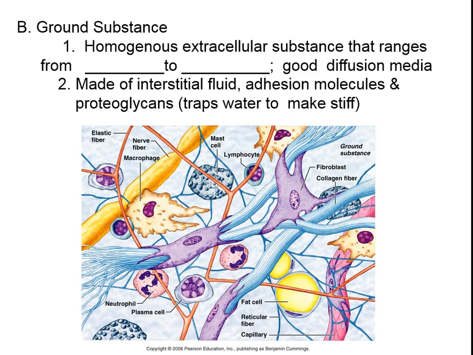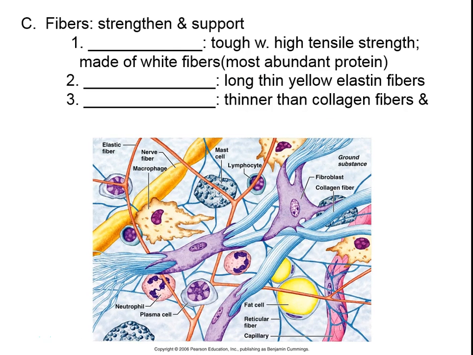So what is this ground substance, or this matrix that's found between the cells of connective tissues? It's a homogeneous, that means that it's the same all the way through, extracellular substance that ranges from liquid to solid. No matter whether it's a liquid or a solid, it's usually a good diffusion medium so that we can diffuse substances across or through connective tissues. It's made of interstitial fluid, adhesion molecules, and proteoglycans that trap water to give the tissue more turgor or make it more stiff. And so this matrix is kind of like the glue found between the cells, but the glue varies from very hard in bone to very liquid in blood.